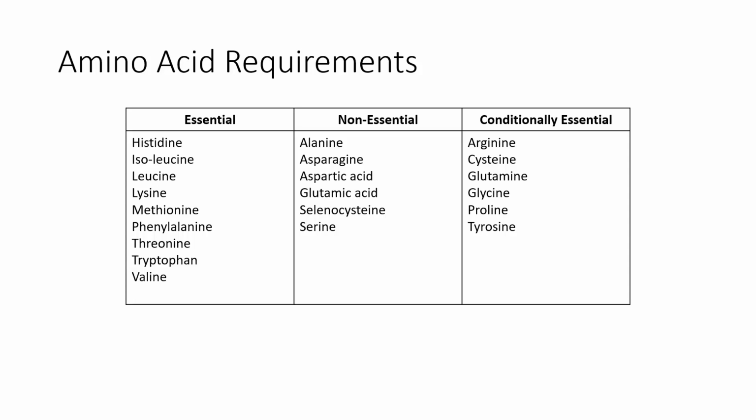Conditionally essential means that these amino acids are required at certain times. Sometimes we can produce enough. They're required in small enough quantities that we have the ability to produce them under certain circumstances, but we want to make sure that they are supplied in the diet at other times. So we call them conditionally essential.